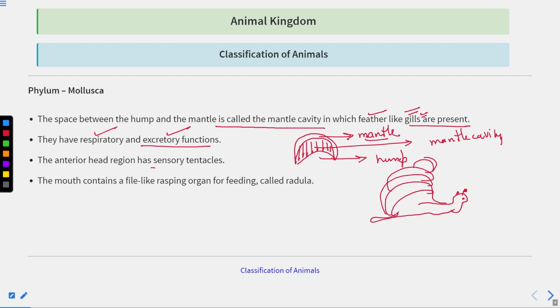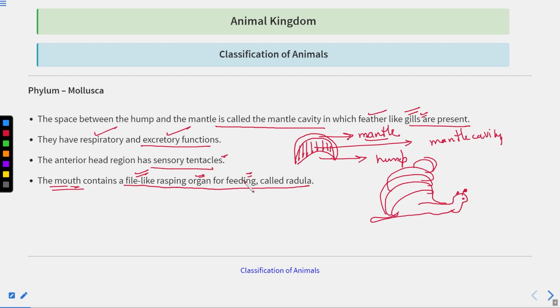These are the sensory tentacles. The mouth contains a file-like rasping organ for feeding, called the radula. This is again a very, very important feature of this phylum. Okay, the body is having this rasping organ. Mouth, not the body. The mouth contains the file-like rasping organ for feeding.